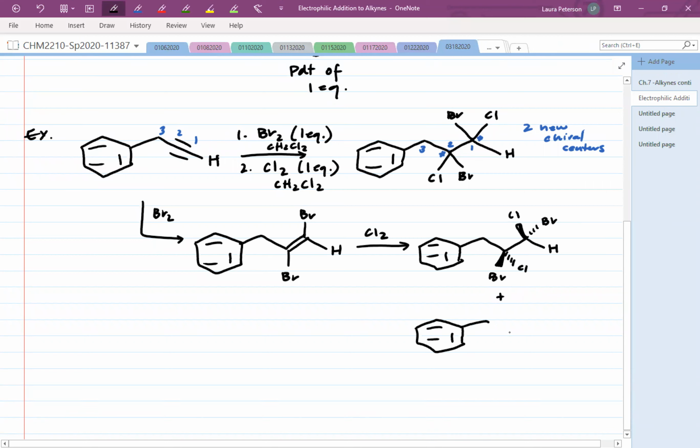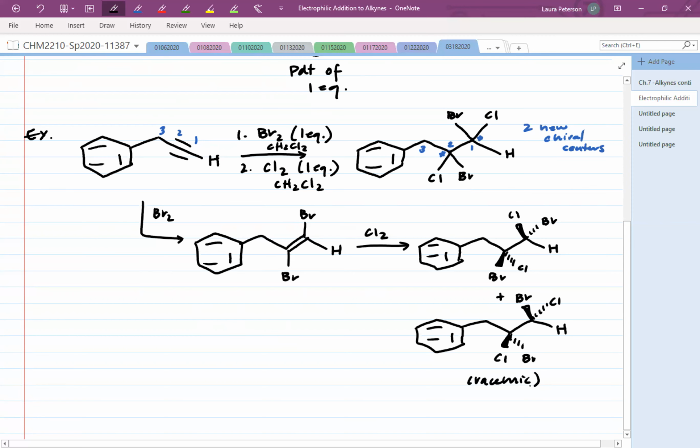Okay, and I won't observe any of the syn addition products because that's not consistent with the mechanism as we've talked about. Okay, and in this case, I'm choosing to show the hydrogen in plane because it allows me to easily see the anti-addition between the chlorine and the bromine. Okay, and so we would get this racemic mixture of anti-addition products.